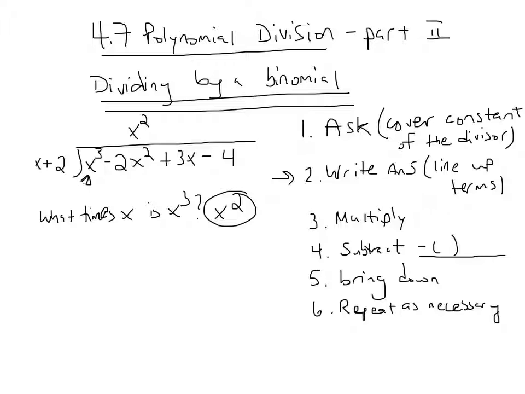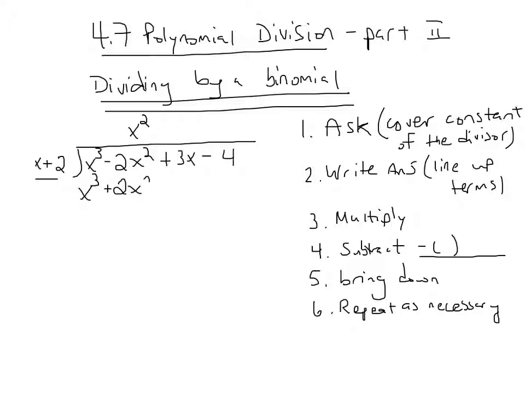Okay, now let's get rid of all this stuff here. So we asked a question, we wrote our answer. We're now going to go to step 3 that says multiply. We're going to multiply x squared by this whole binomial. So x squared times x is x cubed, and x squared times 2 is 2x squared. Now we're going to subtract, step 4. We're going to write our parentheses. We're going to put our subtraction sign, and we're going to draw a line.